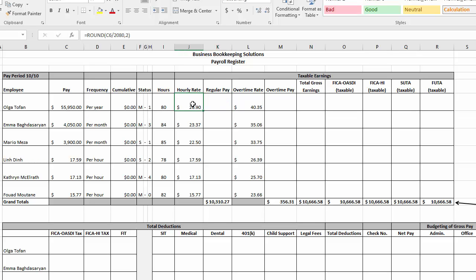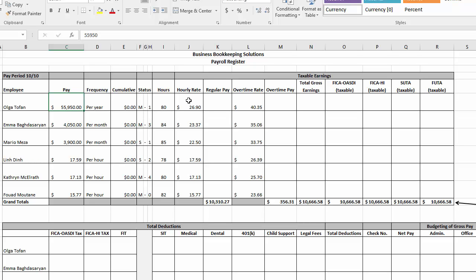They think, well, we figured out an hourly rate for Olga, 26.9, and we figured out an hourly rate for Emma, 23. So let's look at Olga's hourly rate, 26.9, and double check this. Let's see if we paid her exactly 26.9 for the regular hours, how much she'll get paid. So 26.9 times 2,080 hours in a year gives us 55,952. It is not correct.